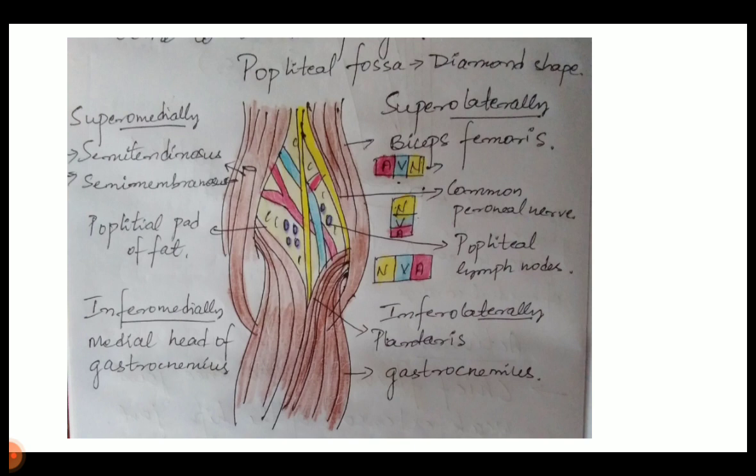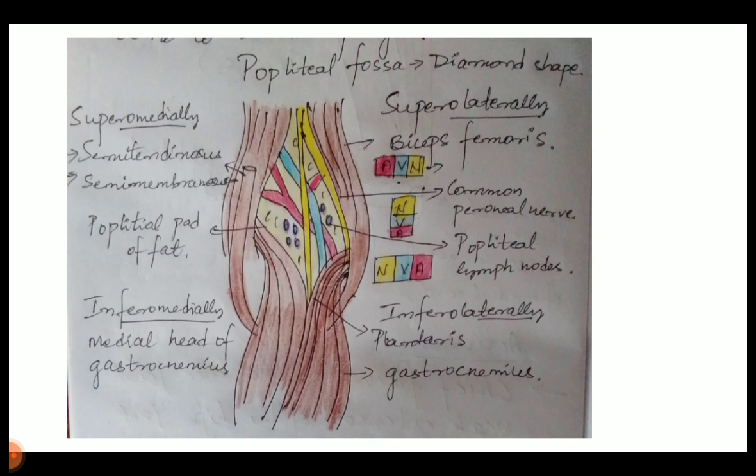Coming to the relations of the artery, vein and nerve. In the upper part, from medial to lateral we have first the artery, second the vein, and third the nerve. In the middle region, from superficial to deep, first is the nerve, second is the vein, and third is the artery. In the lower part, from medial to lateral, first is the nerve, second is the vein, third is the artery.